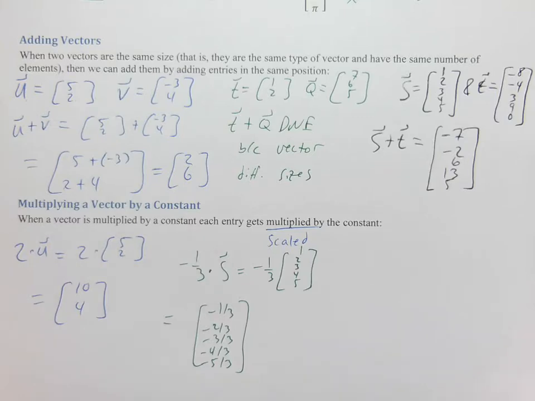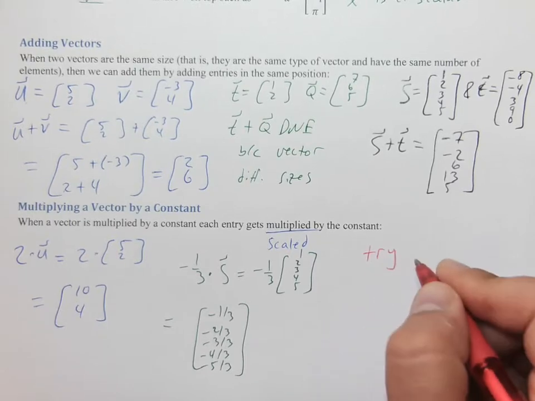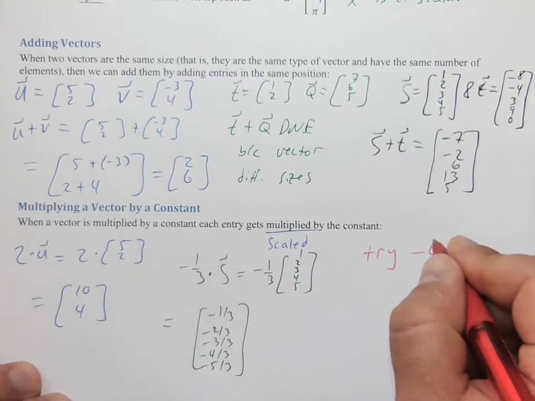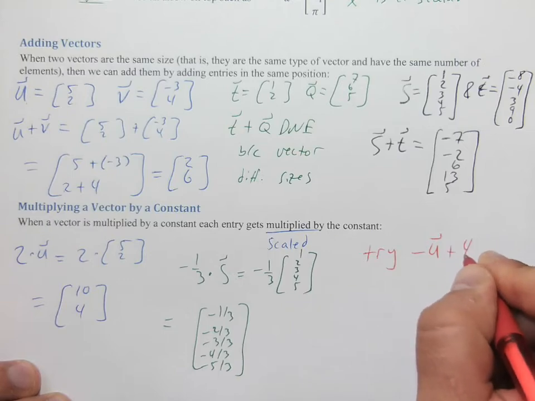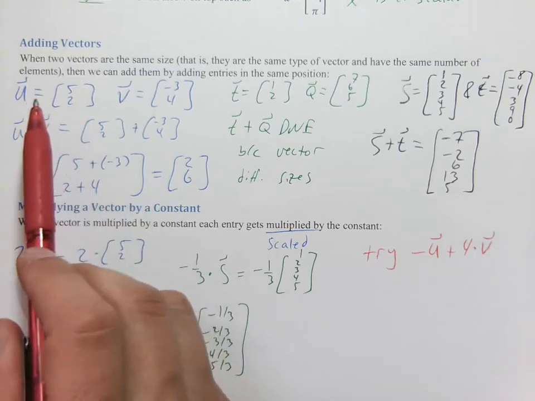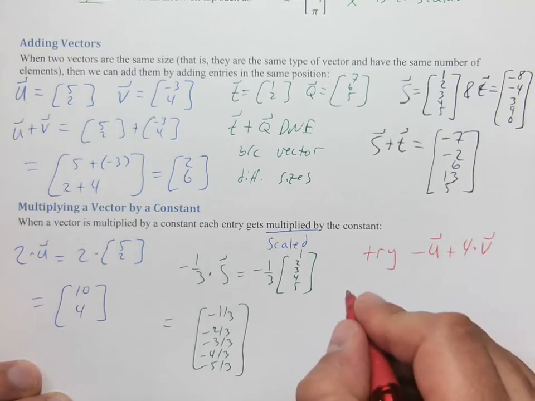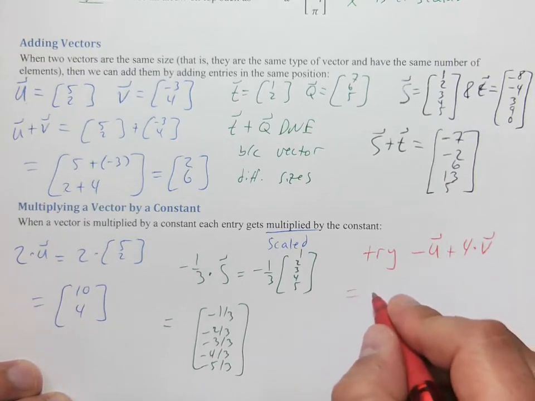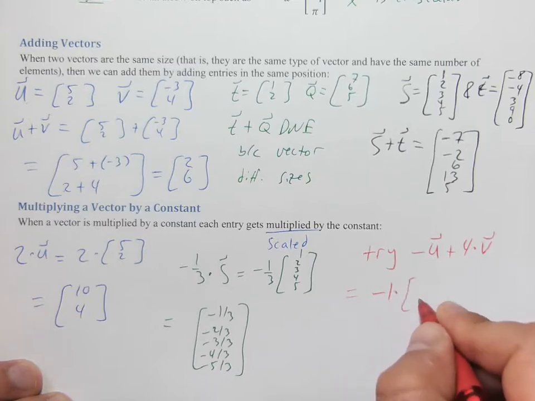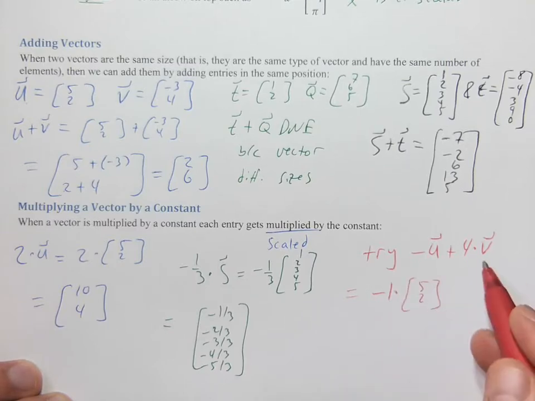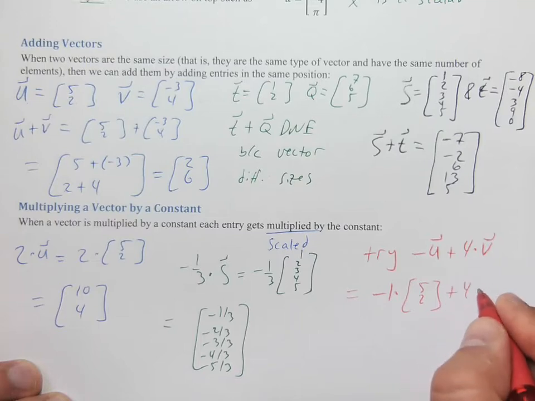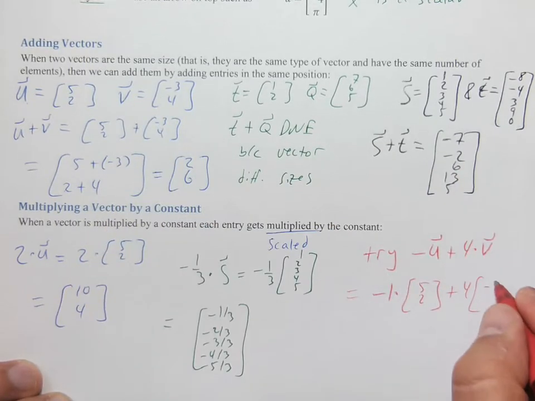All right, let's put the two concepts together and give this one a try. Try minus u plus 4 times v. Let's use these v and u in this problem. I would recommend you pause it and give it a try, but let me give you a hint in case you're still a little confused. Minus u is like minus 1 times u, so that'd be minus 5, minus 2. And 4 times v would be 4 times the vector v up here, so minus 12, 16.